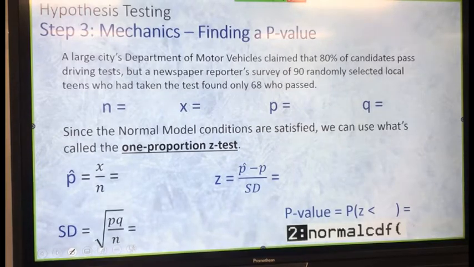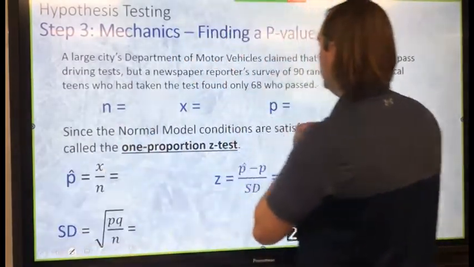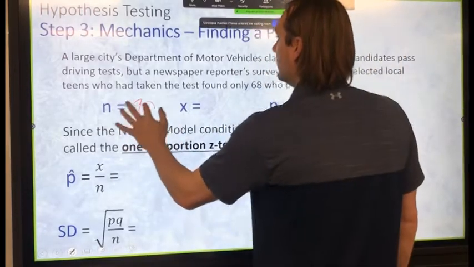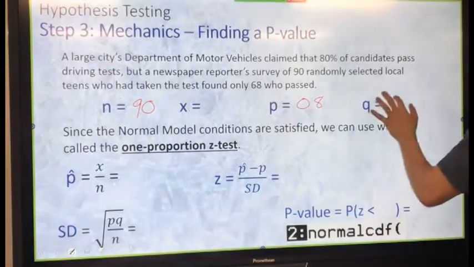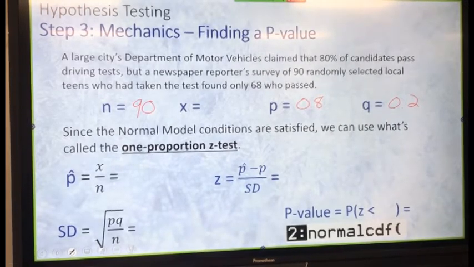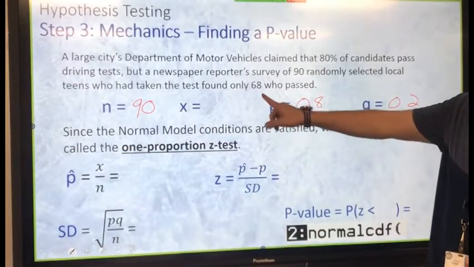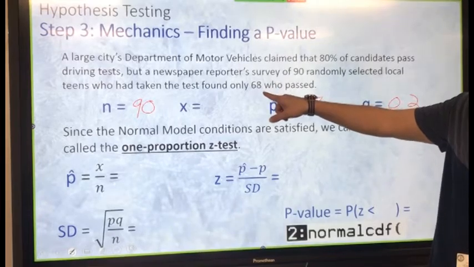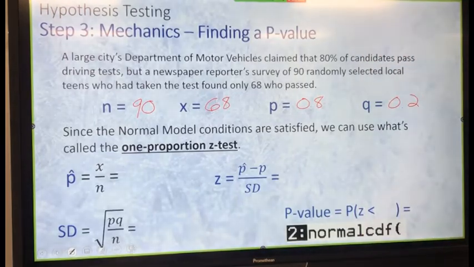Now we want to do the mechanics. Finding a p-value since we're using the normal model. Let's start filling in our variables here. n, that's my 90. p is my 0.8 and q is my 0.2. What is my x value? Is that the 68 who passed? Okay. The number who actually passed.